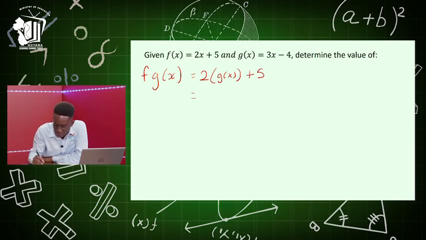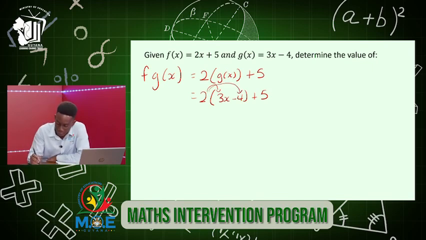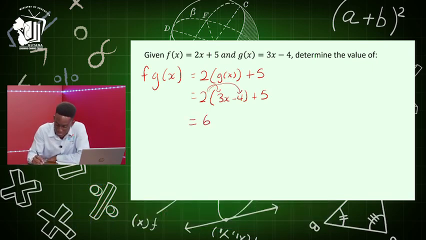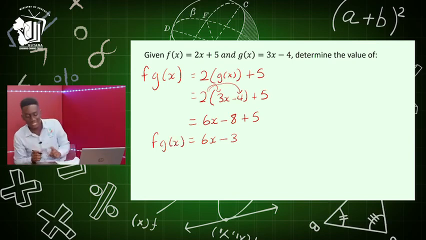So this will simplify and give us 2 multiplied by the function g of x, which is 3x minus 4, plus 5. And we use our knowledge of algebra to simplify this. So this 2 has to be distributed throughout. So 2 times 3x would give me 6x. 2 times negative 4 would give me a negative 8, plus 5. And this will simplify further to give us 6x. Negative 8 plus 5 would give me a negative 3. So fg of x would give me 6x minus 3.